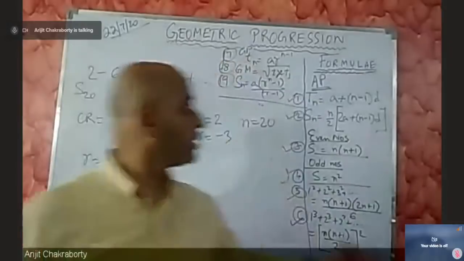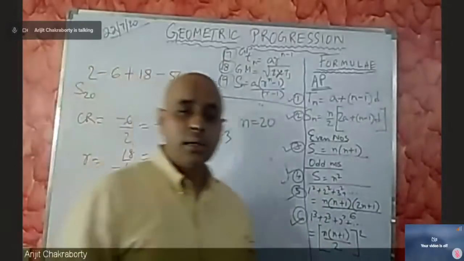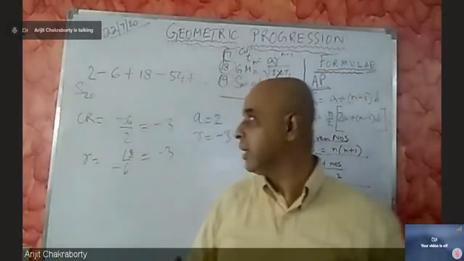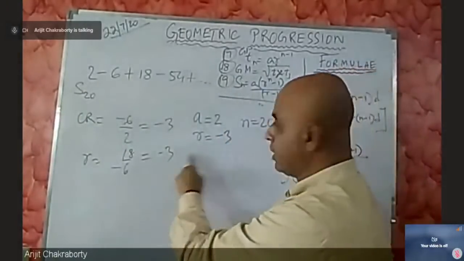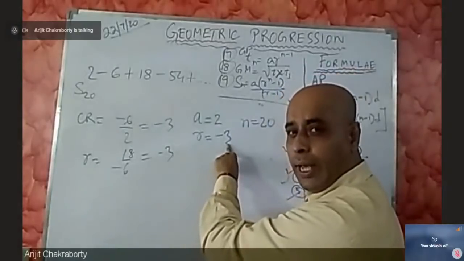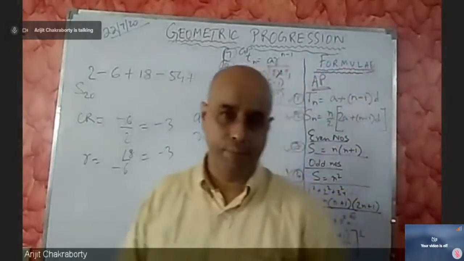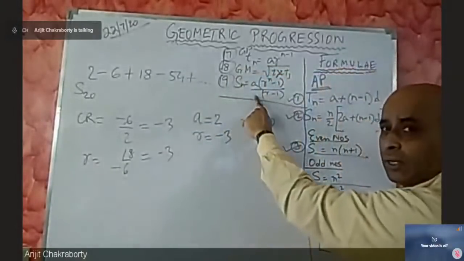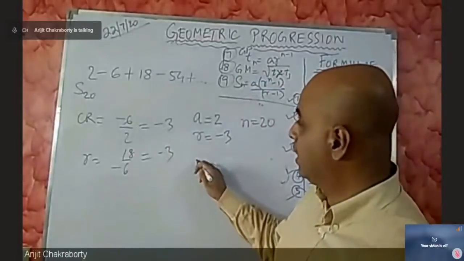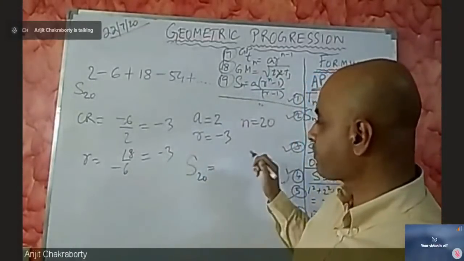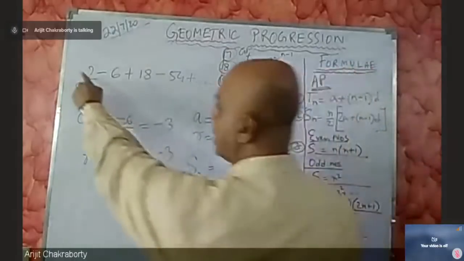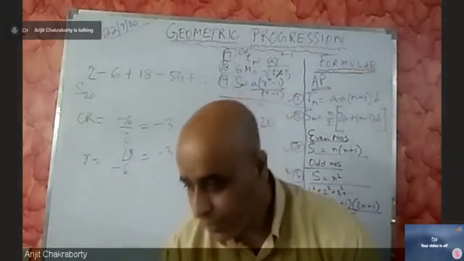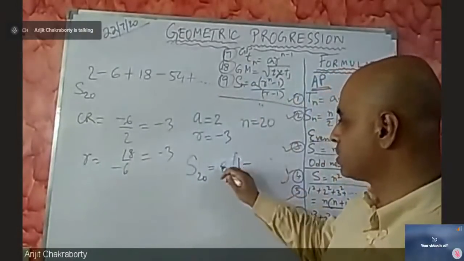The sum is given by this formula: A into R to the power N minus 1 by R minus 1. Now here the common ratio is minus 3. Please note, minus 3 is less than 1. So we shall use which formula? Shall I use this formula? No. I will use the other formula. S20 will be, A is 2, so I write 2 here.